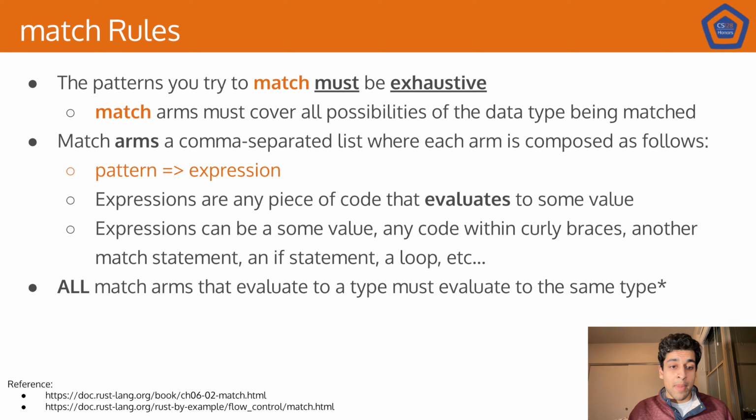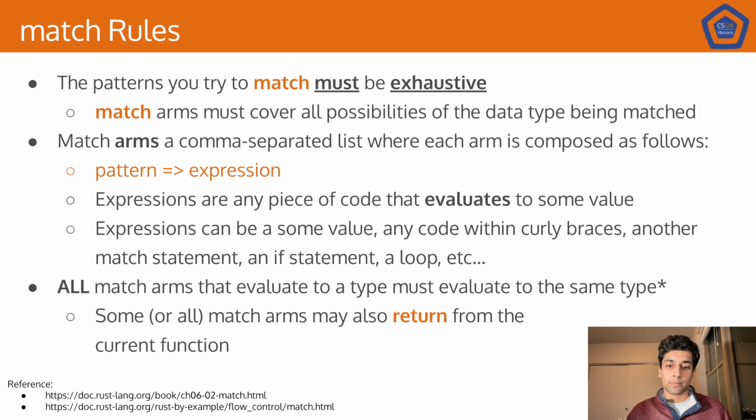If you have match arms that evaluate to some type, so if your arm evaluates to a number or a string, all other arms must evaluate to that same type. There is an exception. If you return immediately from the current function you're in, you do not have to evaluate to that type, but all arms have to evaluate to the same type if they are not returning.